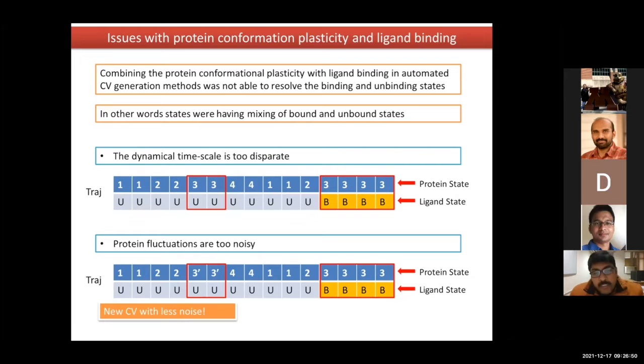Another maybe reason is that we have too many fluctuations in the protein, which are hindering the separation of the events, so we are not able to separate the unbound from the bound state in the protein conformation. So if we use a new CV with less noise, it may separate out, like state 3' will come out of 3, and there will be no mixing of the states.